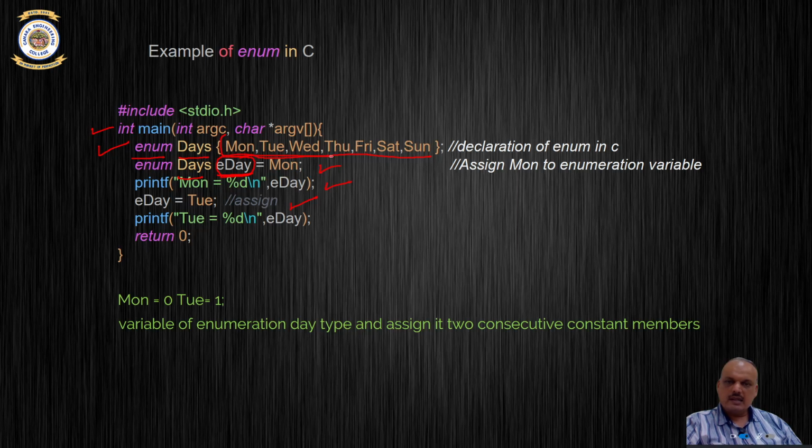You cannot assign this variable any other data. So whatever has been declared in the enumerator list, the variable defined from that particular enumerator data type needs to be assigned from it. And then I go ahead and print out the value of eday after I assign it to Tuesday. And the output of this code would be, to a surprise, that it prints Monday is equal to 0 and Tuesday is equal to 1.